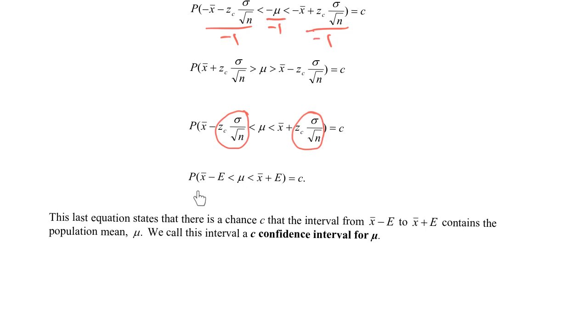So we're looking at this. It says that there's a chance C that the interval from x bar minus E to x bar plus E contains the population mean mu. We call this interval a confidence interval for mu. All right, so that's the algebra. That's where this comes from. You really don't have to know the algebra behind it, but I know you would want to know.